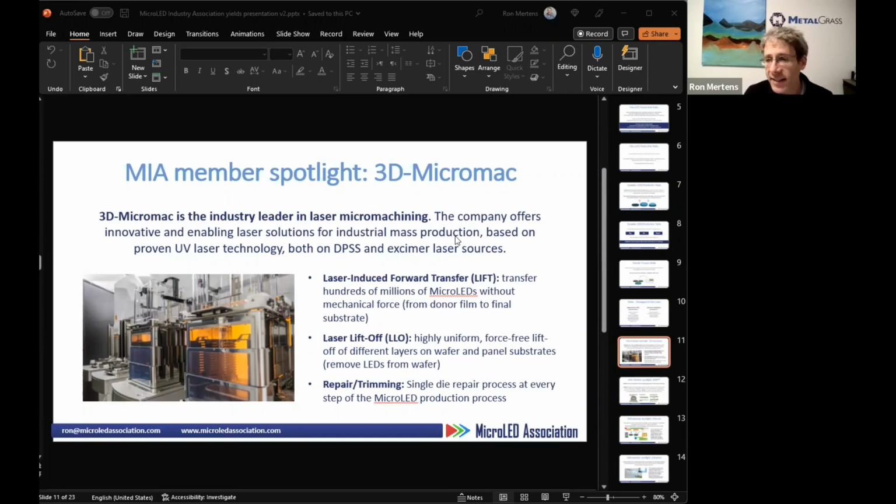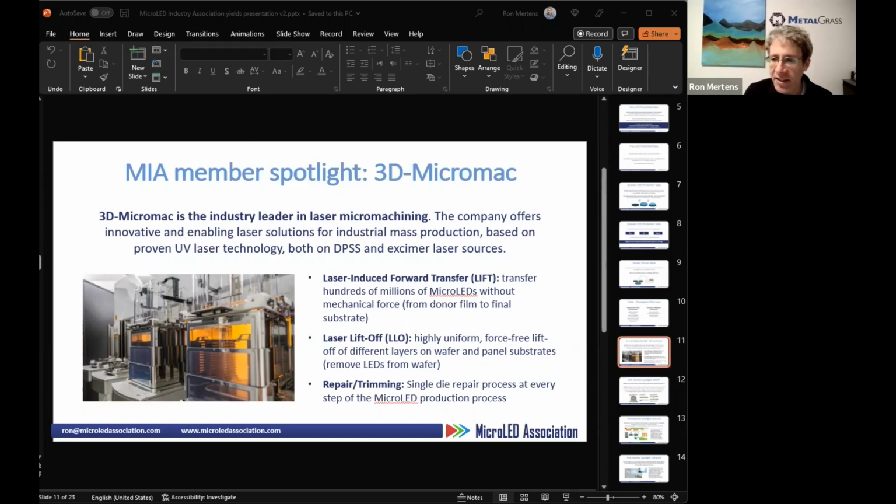This is a Germany-based laser micro-machining company. They offer innovative laser solutions for mass production of micro-LEDs based on UV laser technology. They have solutions for three kinds of processes, and this is interesting because we are starting to look at specific processes here. The first one is LLO, or laser lift-off. That's actually the second one on my list, but I want to talk about it first.